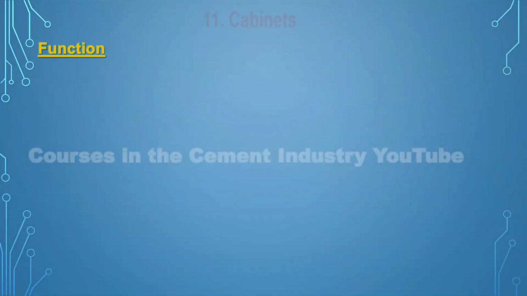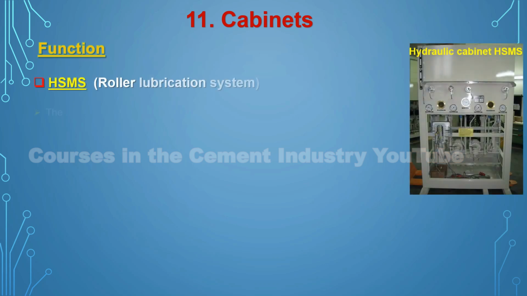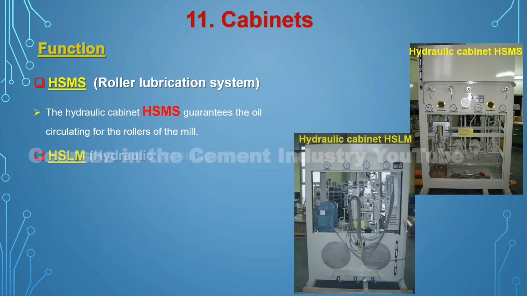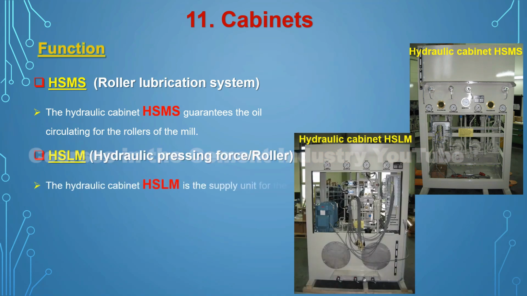Function for cabinets. 1. HSMS. The hydraulic cabinet HSMS guarantees the oil circulating for the rollers of the mill. 2. HSLM. The hydraulic cabinet HSLM is the supply unit for the hydro-pneumatic roller spring system of the mill.